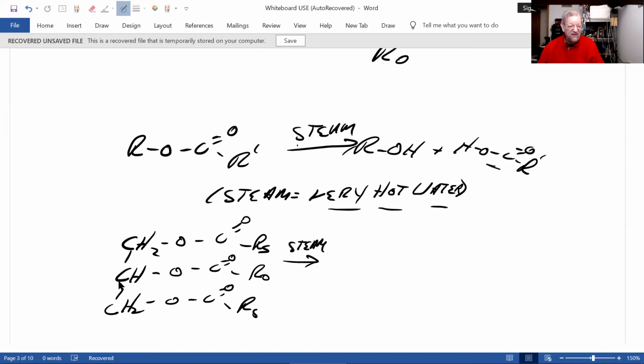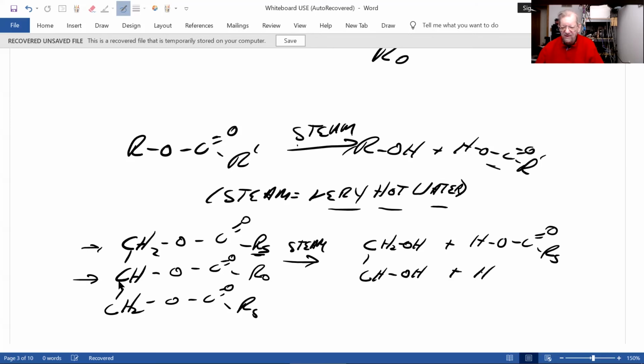you get back the first ester, an alcohol, plus the carboxylic acid, and here is our R sub S, stearic acid. Second ester, you'll get this alcohol. And notice the R group is R sub O, so I'll get oleic acid. And finally, the last one, which could be R sub O or R sub S.